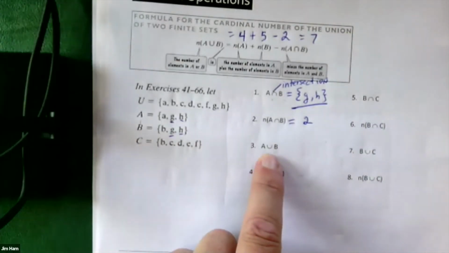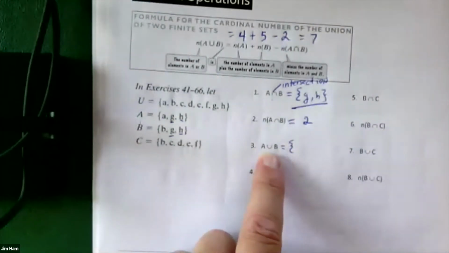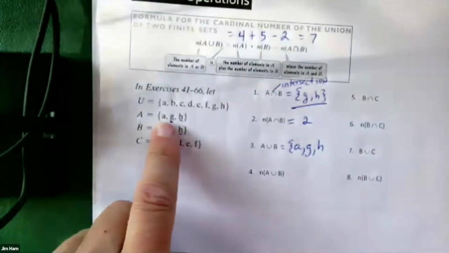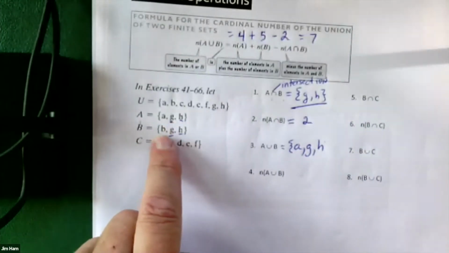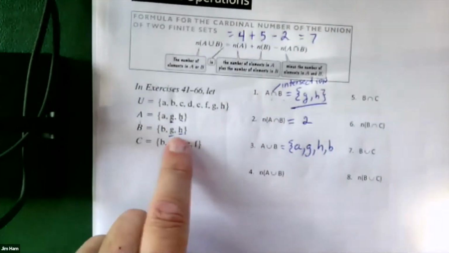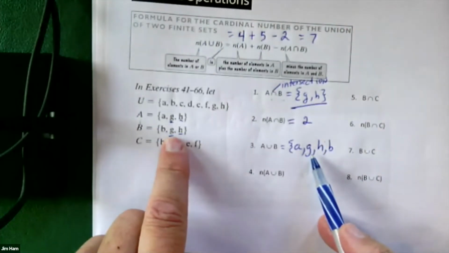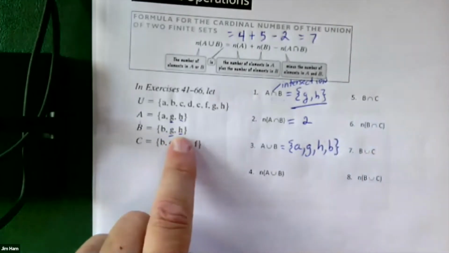Now the union. Now notice this one says the set A union the set B. So the answer is a new set that contains the union of all the elements in A and B. So we're going to start off with A and G and H. The union has to contain all those elements, but the union also has to contain all of the elements in B. So it has to contain B and it has to contain G. Well, G is already listed there as one of the elements, so I don't want to list it twice. And H is already listed as one of the elements, so I don't want to list it twice. So this is the union.